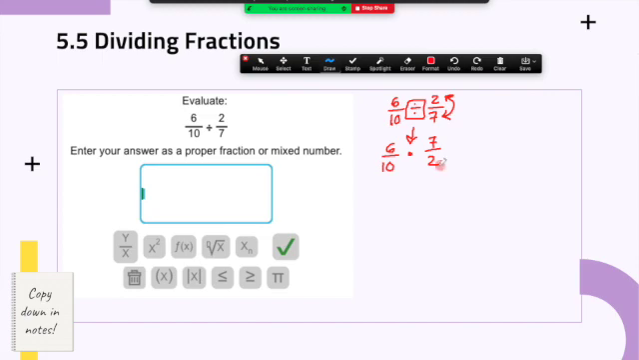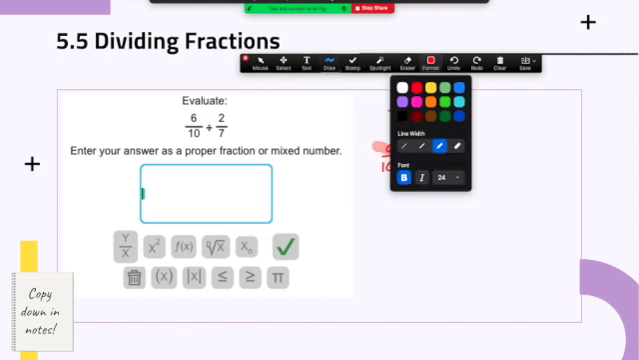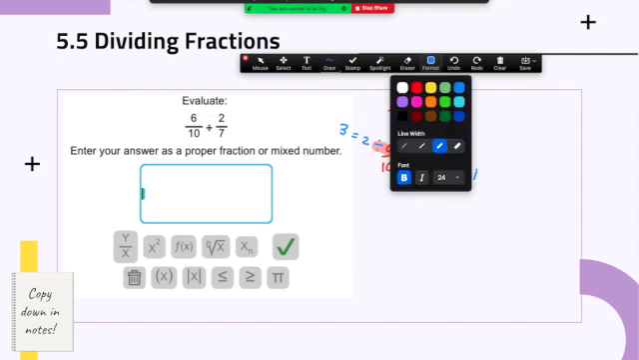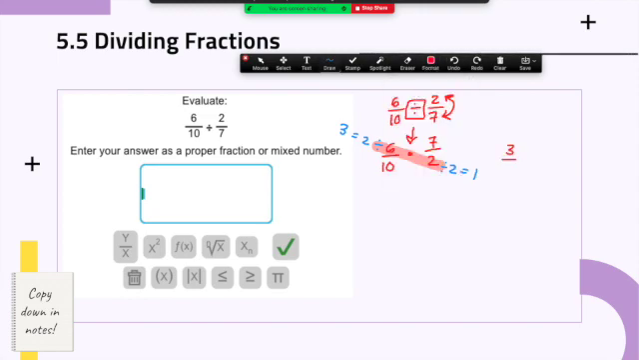So it looks like right here with the 6 and the 2, I could simplify it by dividing both numbers by the number 2. If I divide both numbers by 2, I'm left with 6 divided by 2, that equals 3. 2 divided by 2 equals 1. So I'm left with 3 over 10 times 7 over 1. And so we get left with 3 times 7 over 10 times 1, which is just 21 over 10.